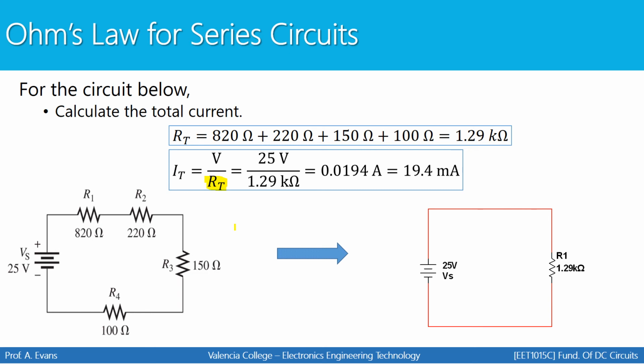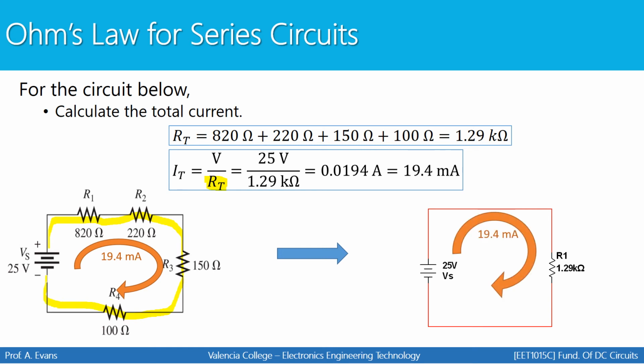So in this example, the total current would be the 25 volts supplied by the source divided by the total resistance in the circuit, which will give you approximately 19.4 milliamps. That's your total current. When you think about current flow, remember that it leaves the positive terminal of the source and flows around the circuit like this. So this 19.4 milliamps of current begins here, flows through R1, through R2, then through R3, then through R4, and back to the source. Equivalently, that 19.4 milliamps flows through our equivalent circuit here like this.